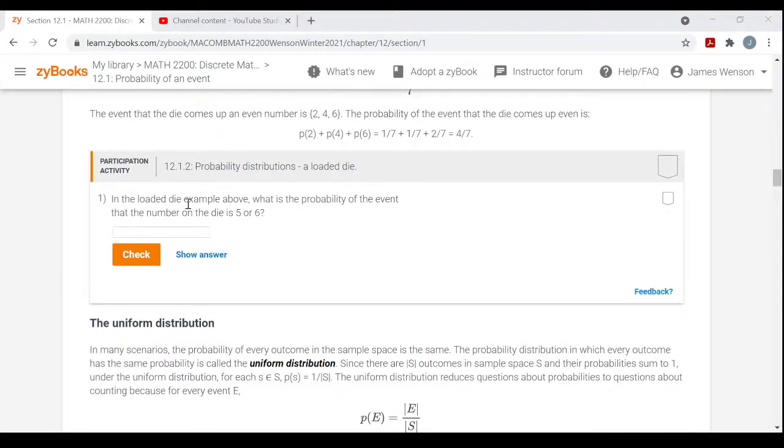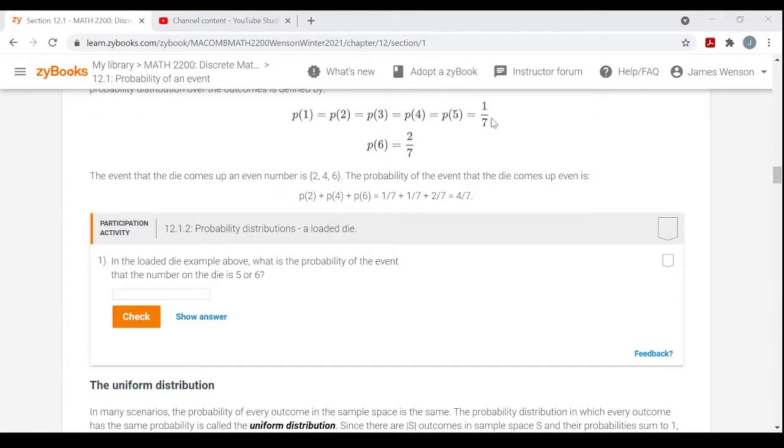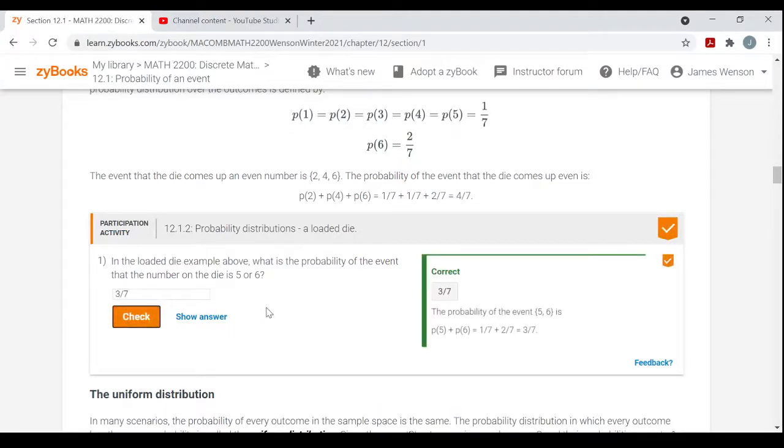So in the loaded die example above, what is the probability of the event that the number on the die is 5 or 6? Well, the probability of rolling a 5 is 1/7. Probability of rolling a 6 is 2/7. Add those up, you get 3/7. Simple as that.